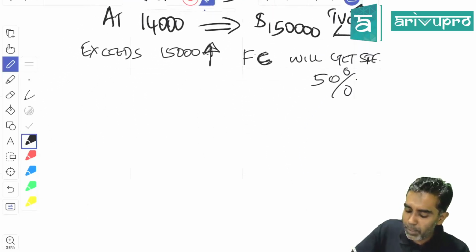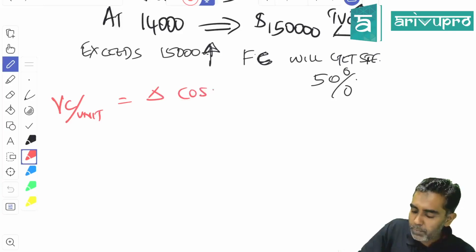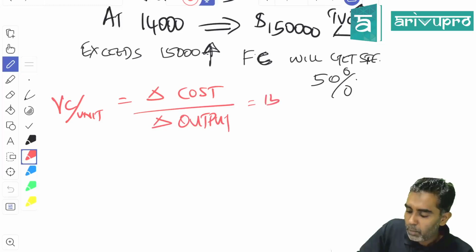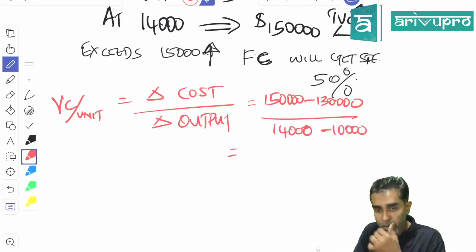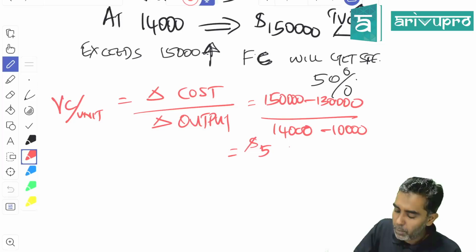By using the high-low method, variable cost per unit equals change in cost divided by change in output. That is 150,000 minus 130,000 divided by 14,000 minus 10,000. What is the variable cost per unit? $5. $5 per unit.